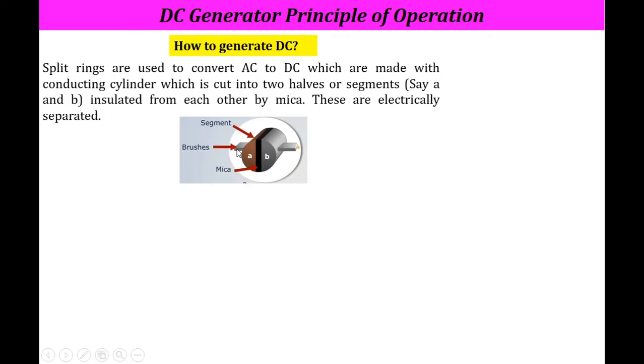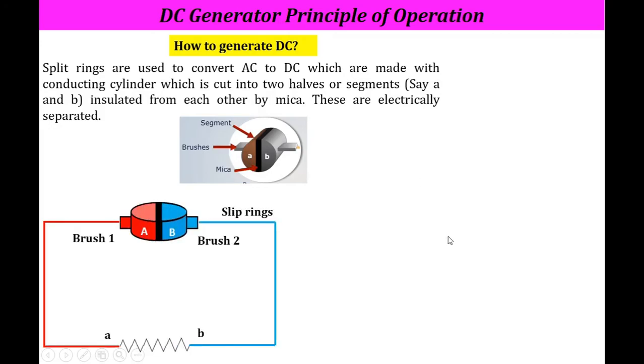This will be brush 1; these are the brushes which are connected to the slip rings. The brushes are stationary. So this is the A portion and this will be the B portion, and this is a segment. Now these two are insulated from each other with the help of a mica sheet here. These are electrically separated from each other. So this is the exact diagram here.